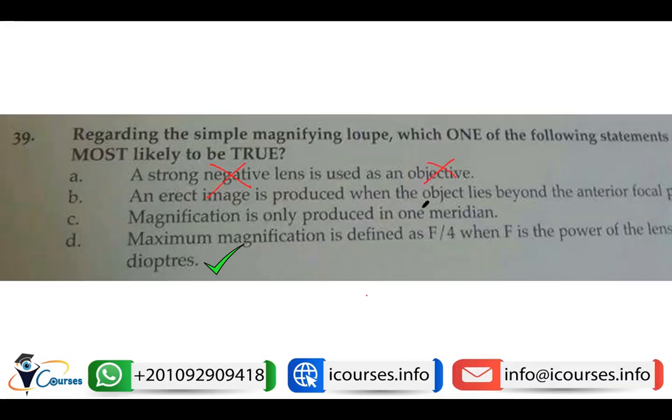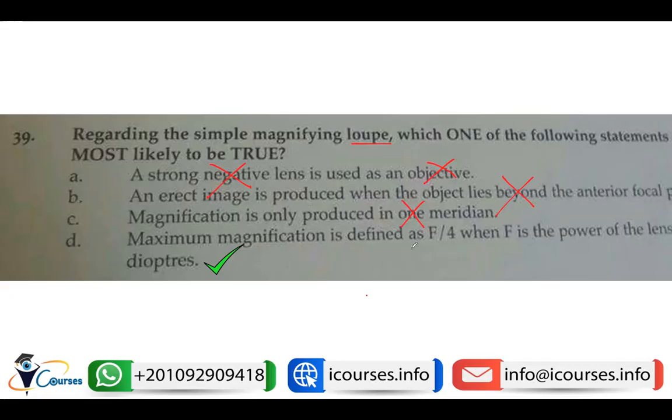An erect image is produced when the object lies beyond the anterior focal point. Again, this is not true. An erect image is produced when the object lies within the anterior focal point, not beyond. If we place the object beyond, then this will result in an inverted image. Magnification is produced in all meridians because the loop is a convex lens. It is a spherical lens, not a cylindrical lens.